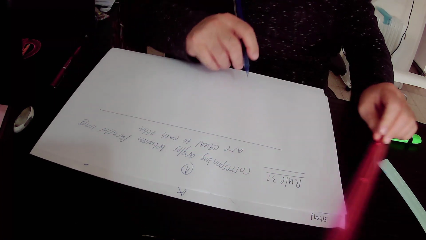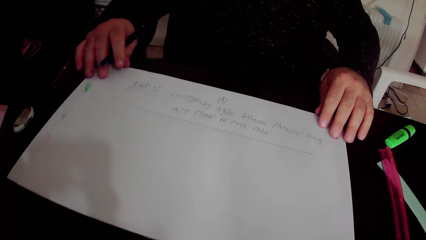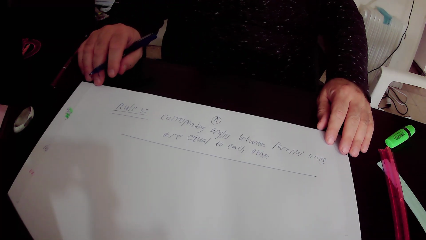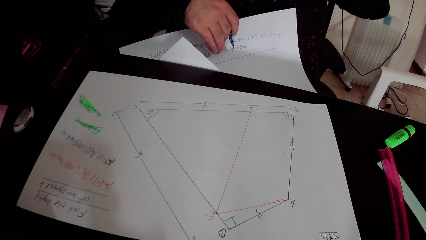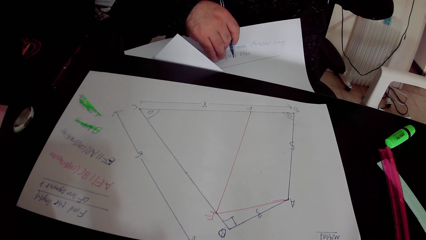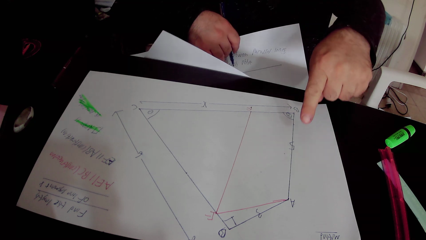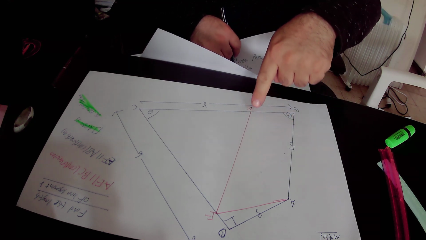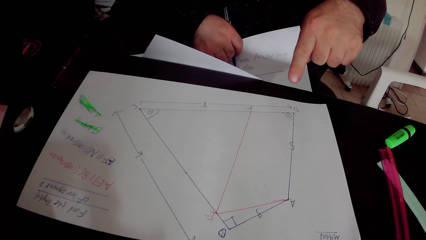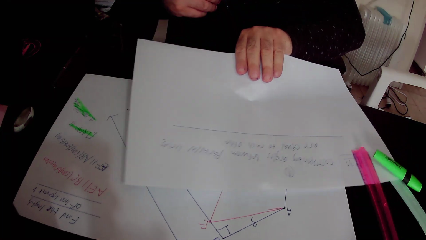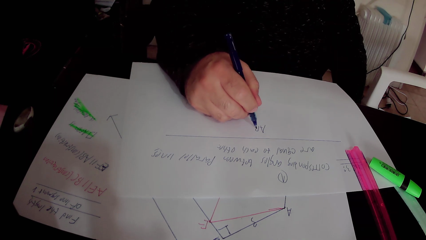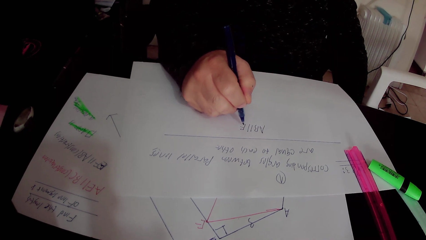So I repeat rule number 3 again. According to rule number 3, corresponding angles between parallel lines are equal to each other. According to our construction, AB is parallel to EF.